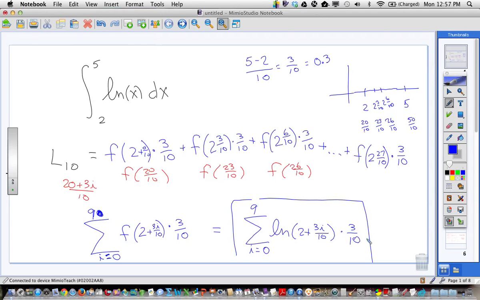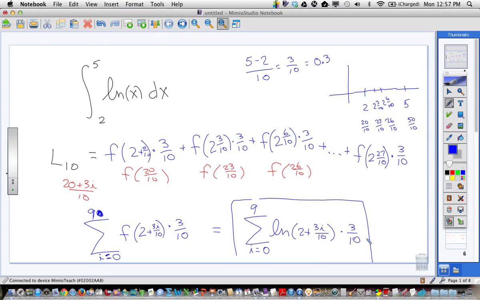What about this 2 plus 3i over 10, that messy stuff? Well, that's this messy stuff in here. f of 2 means put a 2 in for x. f of 2 3/10 means put a 2 3/10 in for x. So this messy stuff is where the x goes. That's where the x was. So this function is ln x, right?